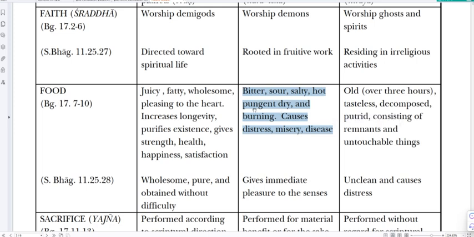Can you tell me some of the food which falls in the mode of passion? Name. Can you name? Burgers, pizza. Yes, burgers, pizza. Anything more? Hot, sour, salty. Noodles. Chinese noodles. Chili, where there is a lot of chili also.